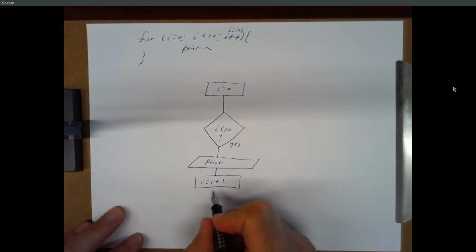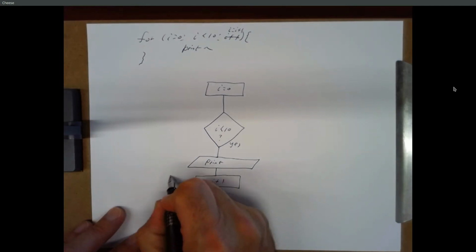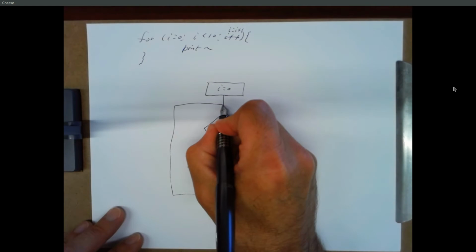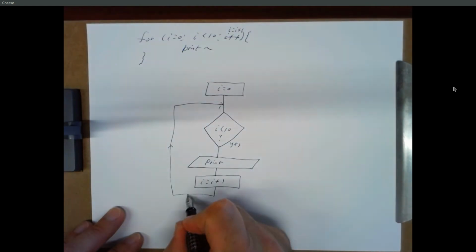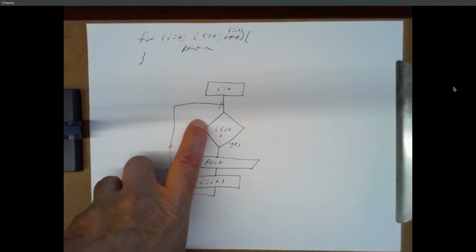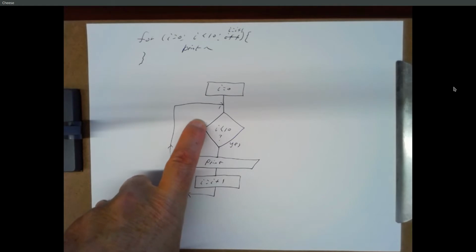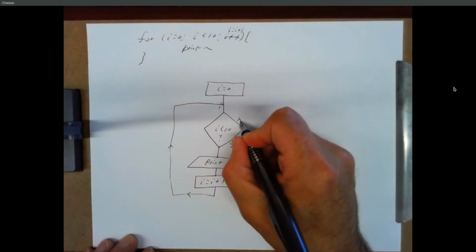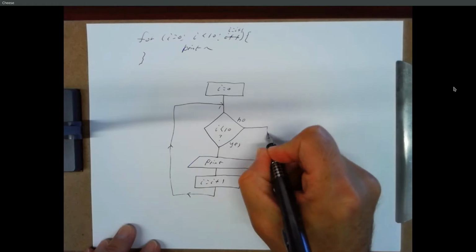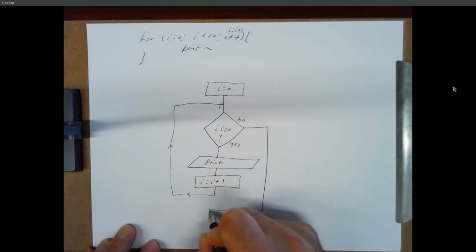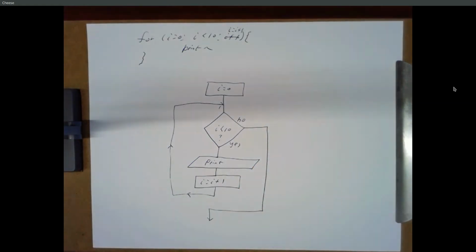And then we go back up to the spot where we check to see if I was less than 10. And if I is no longer less than 10, then we come down here and we just go on to whatever comes after the for loop. That's the basic flow of a for statement.